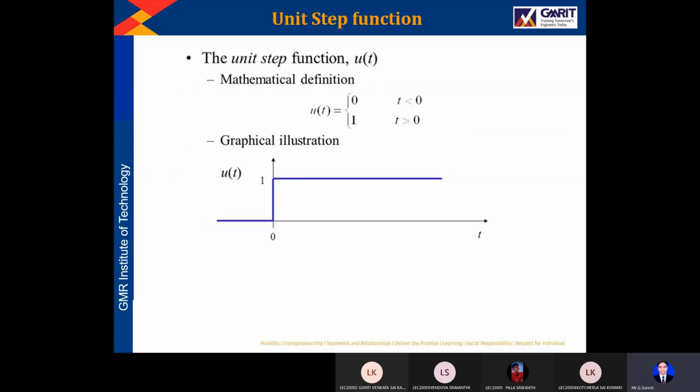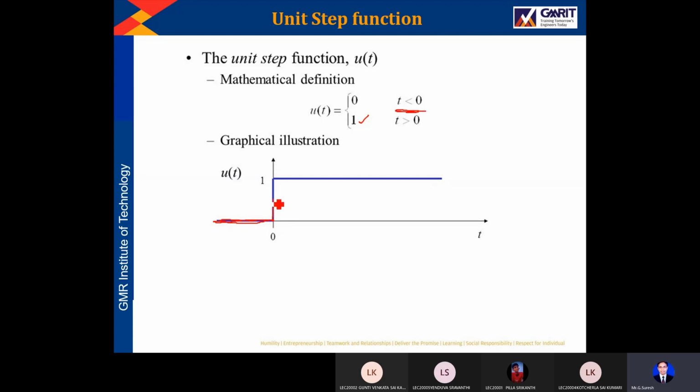Now first we look at the unit step function. What is the unit step function? It is a function or a signal which is defined in this manner: u(t) is equal to 0 for t less than 0, and its value is 1 for t greater than 0. Now you can see the graphical illustration. For t less than 0, the red line is at 0. There is no signal amplitude. For t greater than 0, it is 1.